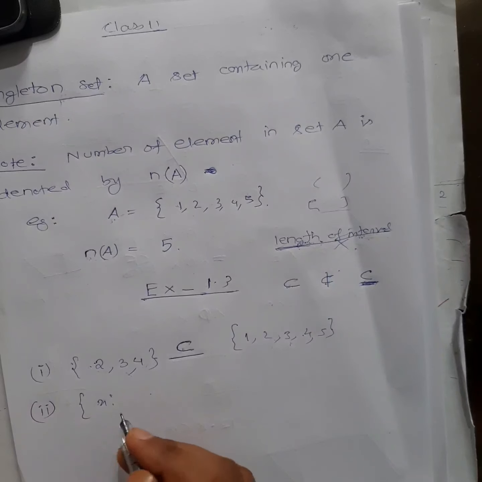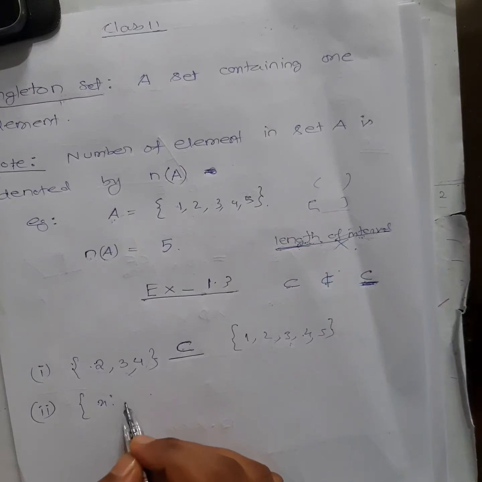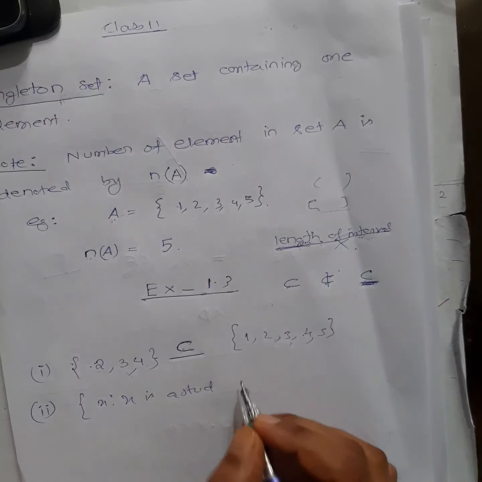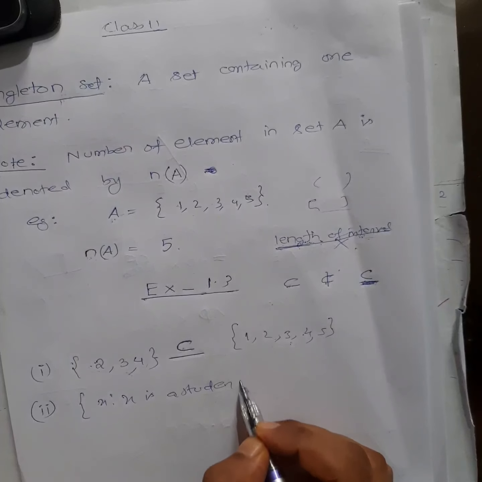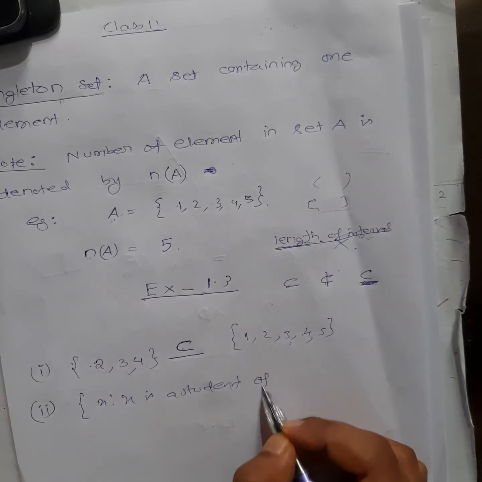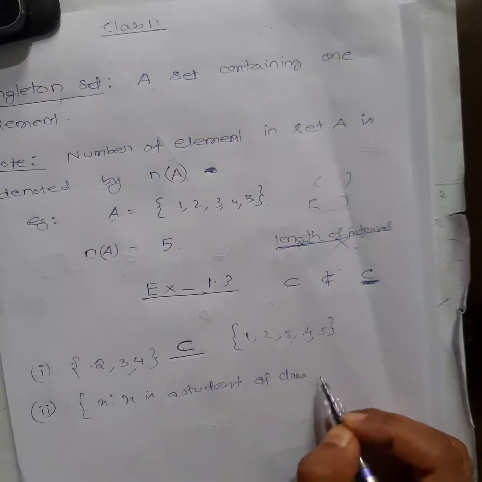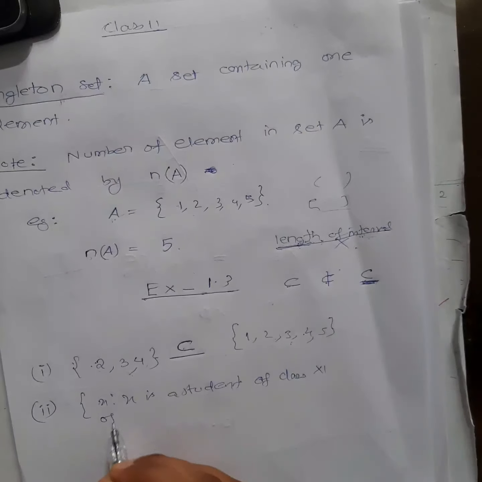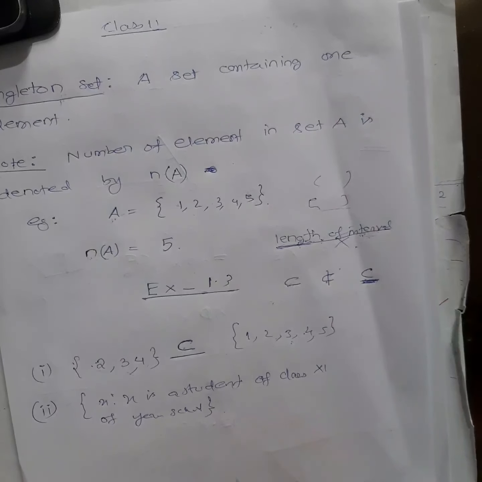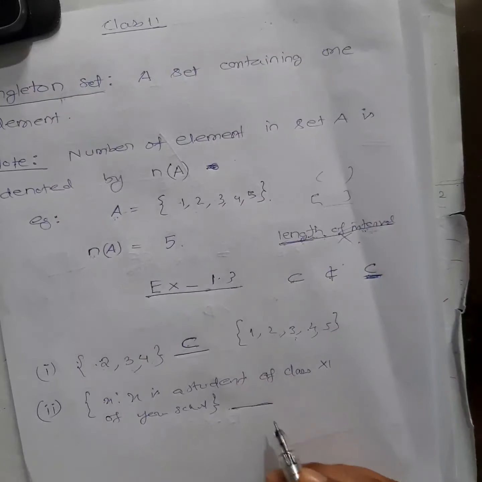X, the set contains what element? What are the elements? X is a student of class 11 of your school. Okay, student of class 11 of your school. So this is given basically in set builder form.